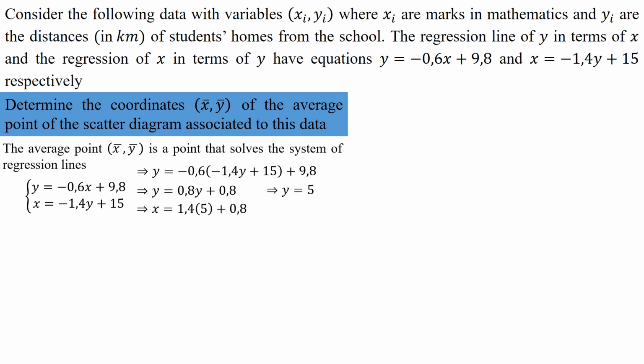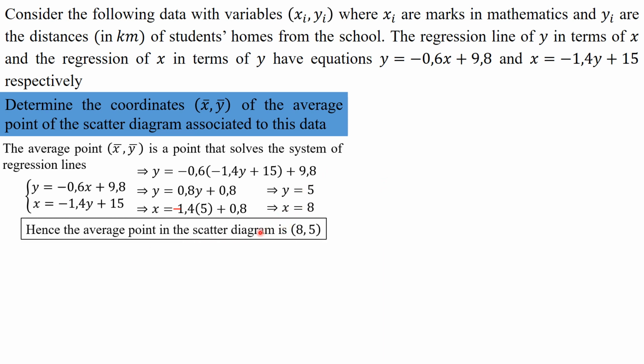So let us be careful. Here we have missed out a negative. Here it is supposed to be negative 1.4. So negative 1.4 times 5 plus 0.8, since y is equal to 5. With that we get our value of x to be equal to 8. So we can draw our conclusion that the average point in the scatter diagram is the point (8, 5).